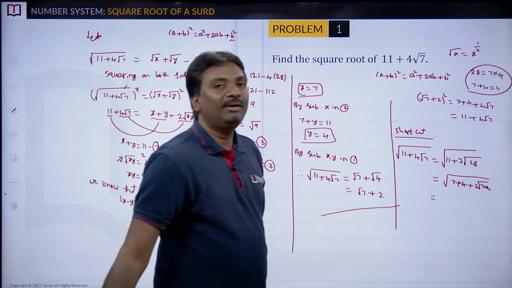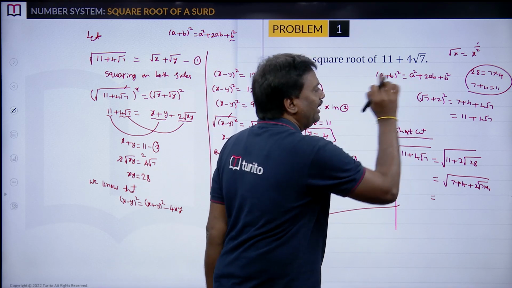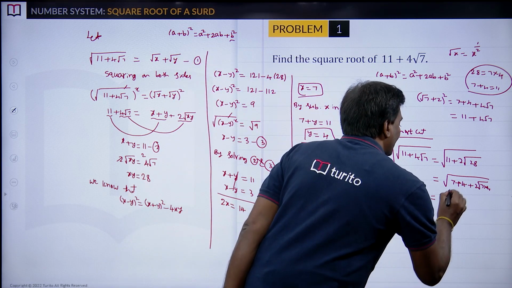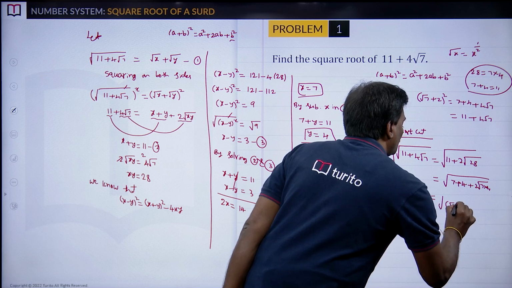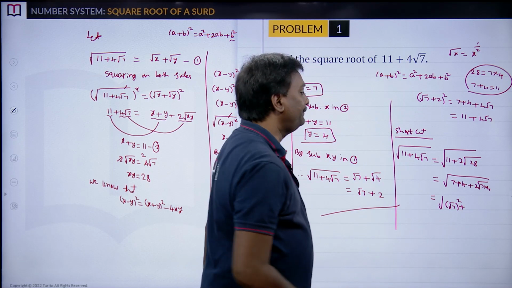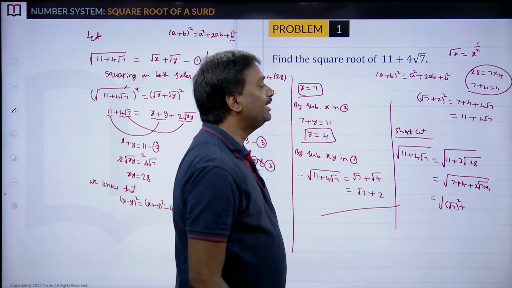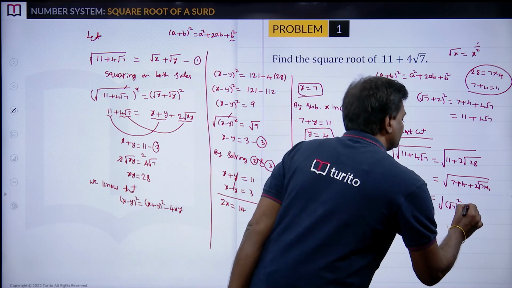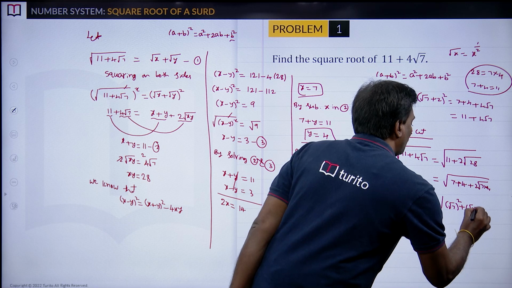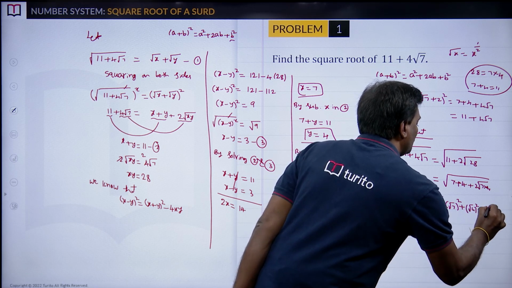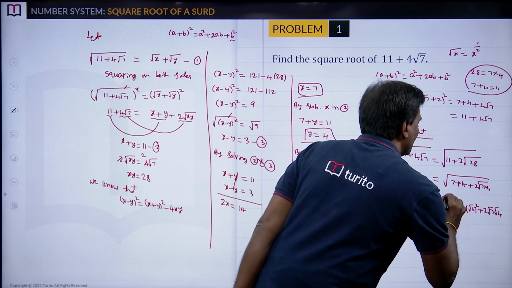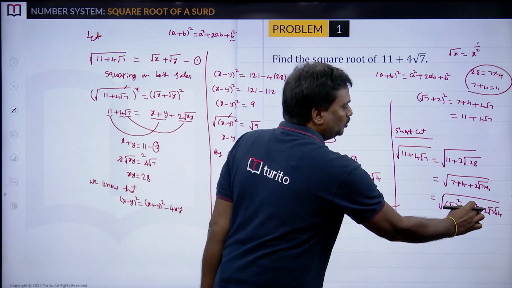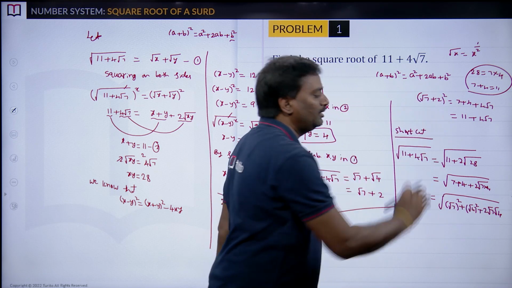Now we have to express this in the form (a plus b) whole square equal to a square plus 2ab plus b square. So here 7 can be written as root 7 whole square, plus b square. What is b? 4. 4 can be written as 2 square, or you may write root 4 whole square, plus 2ab, 2 into root 7 into root 4. Now observing this, root 7 whole square is a square, 2 into root 7 into root 4 is 2ab, and root 4 whole square is b square.